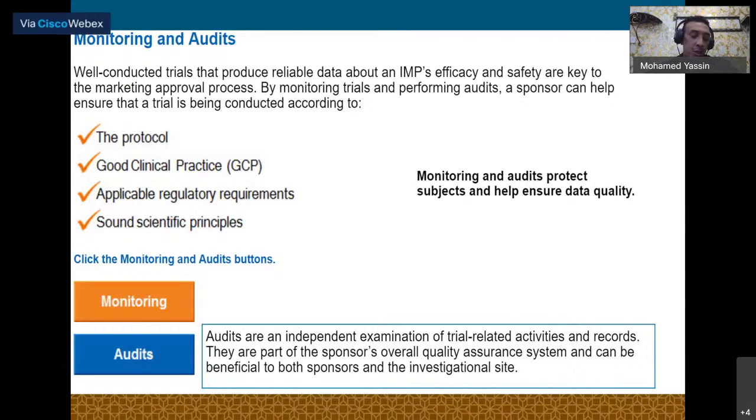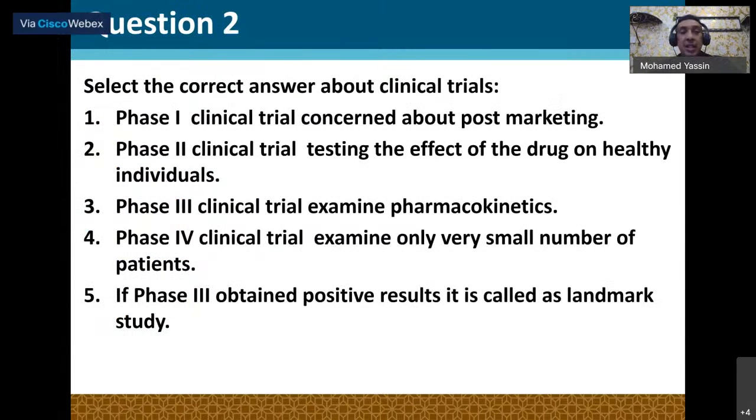So we move again to another question. In this question, we want you to select the correct answer about the clinical trial. Phase 1 clinical trial is concerned about post-marketing. Phase 2 clinical trial is testing the efficacy of the drug on healthy individuals. Phase 3 of clinical trial examines the pharmacokinetics. Phase 4 of clinical trial examines only a very small number of patients. If phase 3 obtained a positive result, it is called landmarks. Can you please vote?